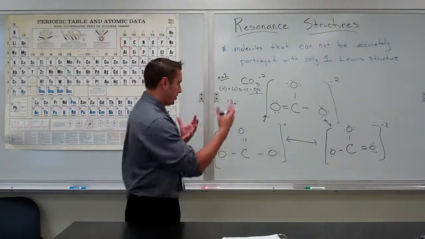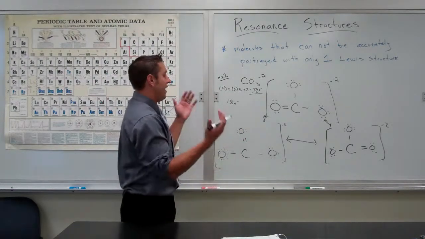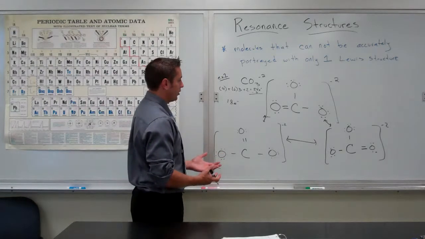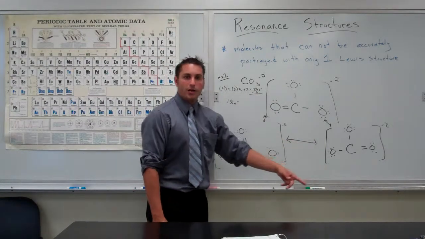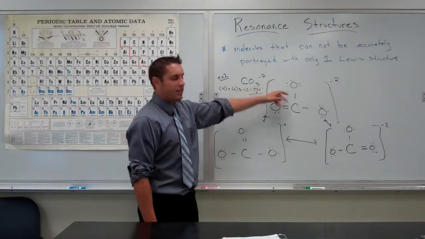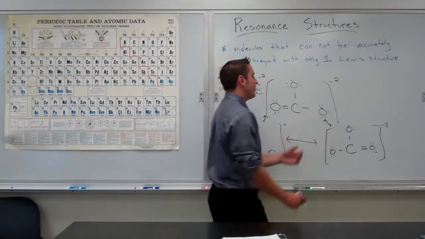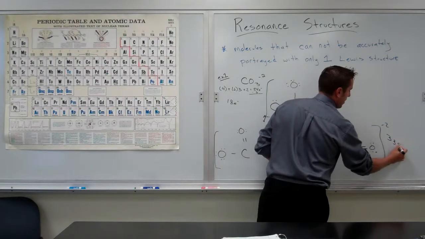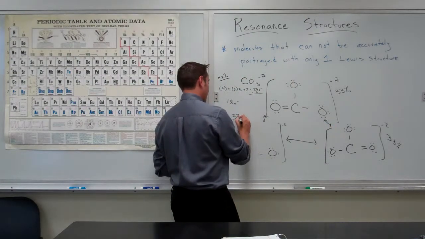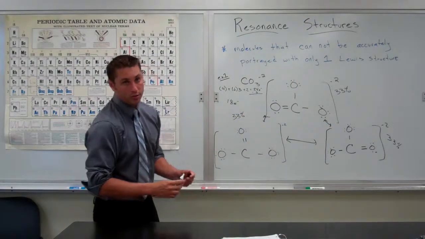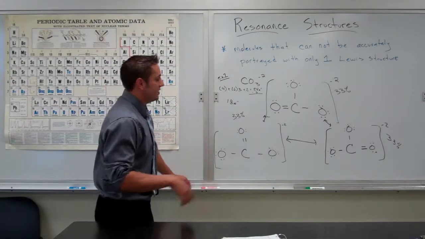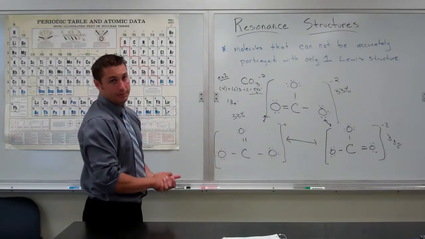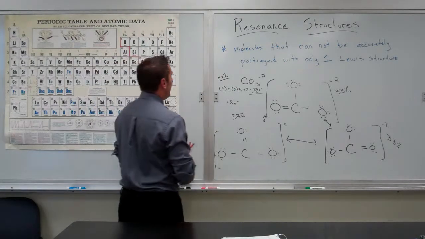If we wanted to look at a percent abundance of each of these, if I had 100 CO3 molecules, and there are 3 resonance structures, 1/3 of them would look like this, 1/3 of them would look like this, and 1/3 of them would look like this. So roughly 33% would take each of the forms. Right? So that's what resonance is, when we can draw multiple pictures for the same chemical formula. Let's take a look at another one.